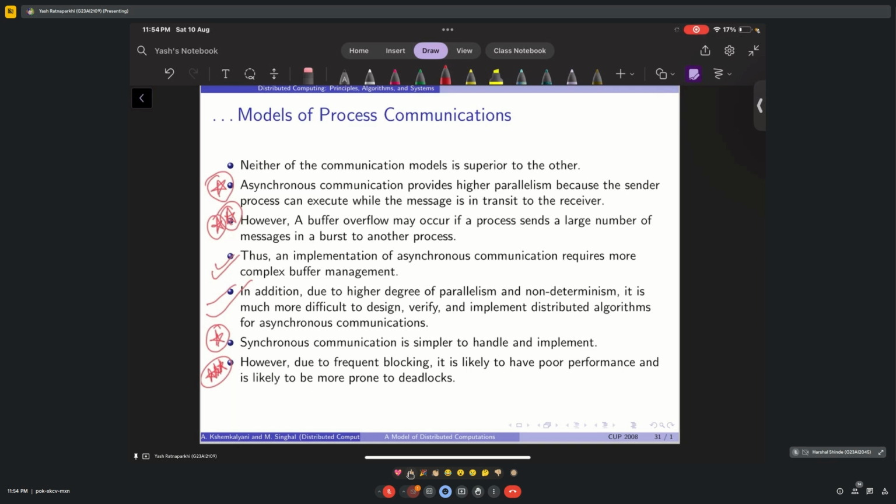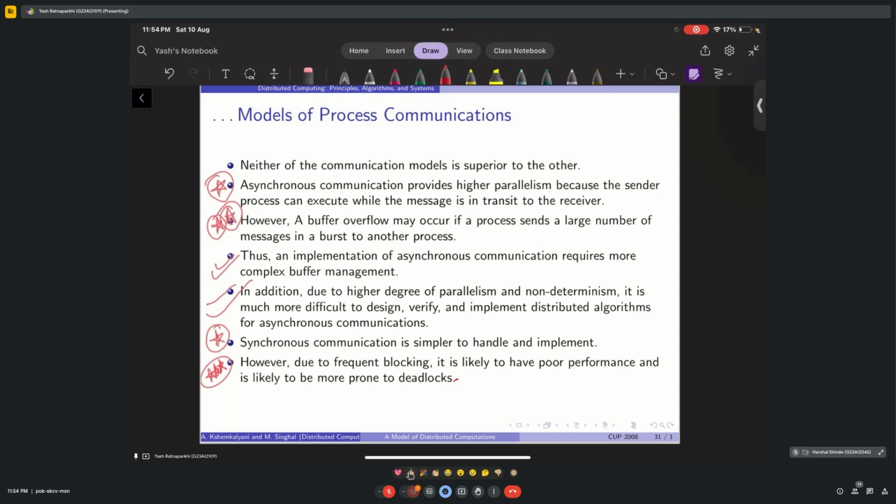Thus, an implementation of asynchronous communication requires more complex buffer management. Okay. In addition, due to higher degree of parallelism and non-determinism, it is much more difficult to design, verify, and implement a distributed system for asynchronous communication. Meanwhile, synchronous communication is simpler to handle and implement, but there is also one con of synchronous. Since it has to wait for every call, it decreases the performance. However, due to frequent blocking, it is likely to have poor performance and is likely to be more prone to deadlocks.